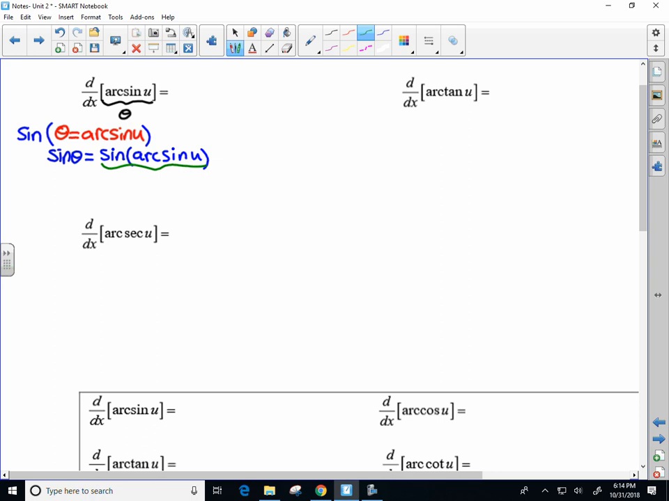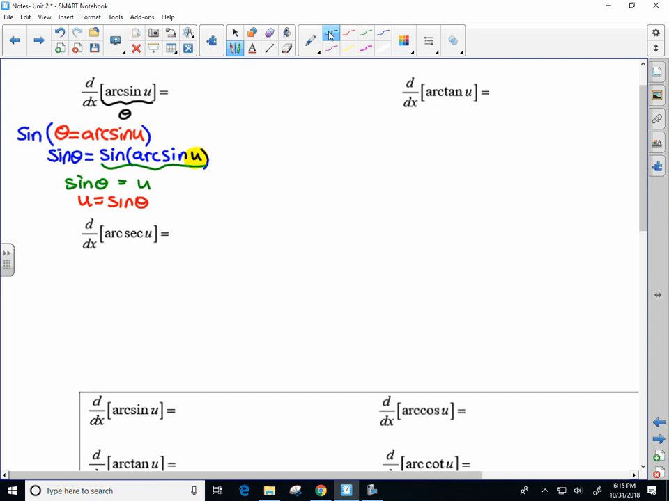The whole right-hand side boils down to just a u, because the sine and the arc sine are inverses of one another. They cancel out to whatever is contained within the arc sine, in this case u. All right? So then I have a relation that's a little bit more, we'll call it user-friendly. I have u equals the sine of theta.